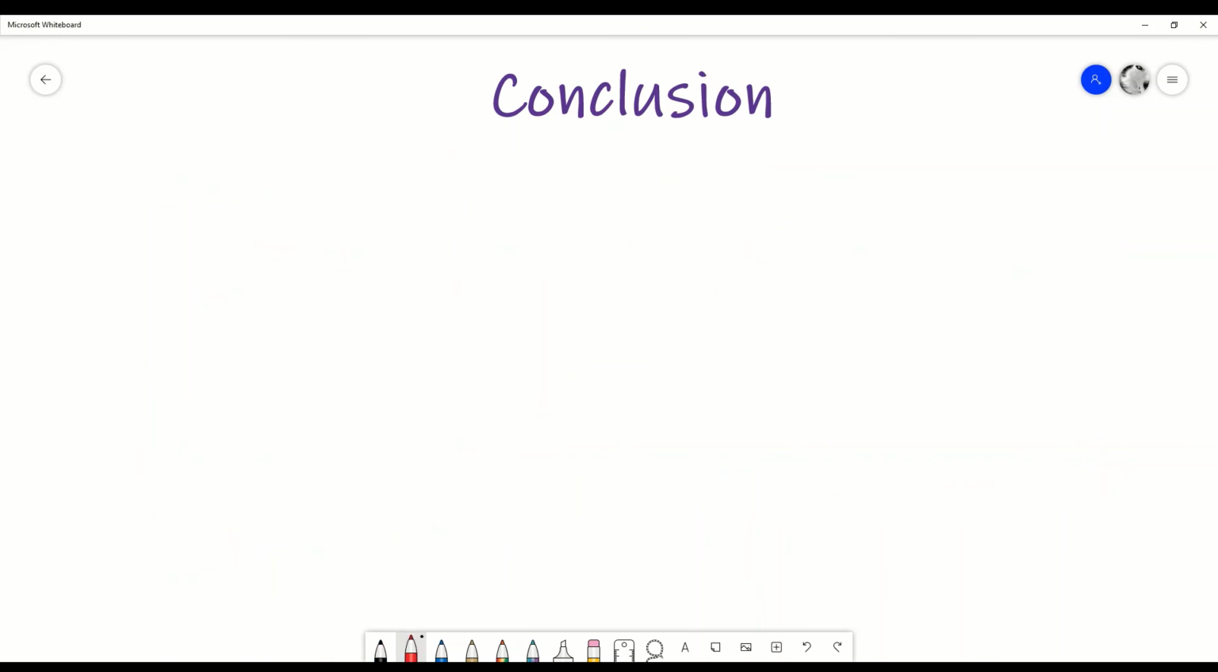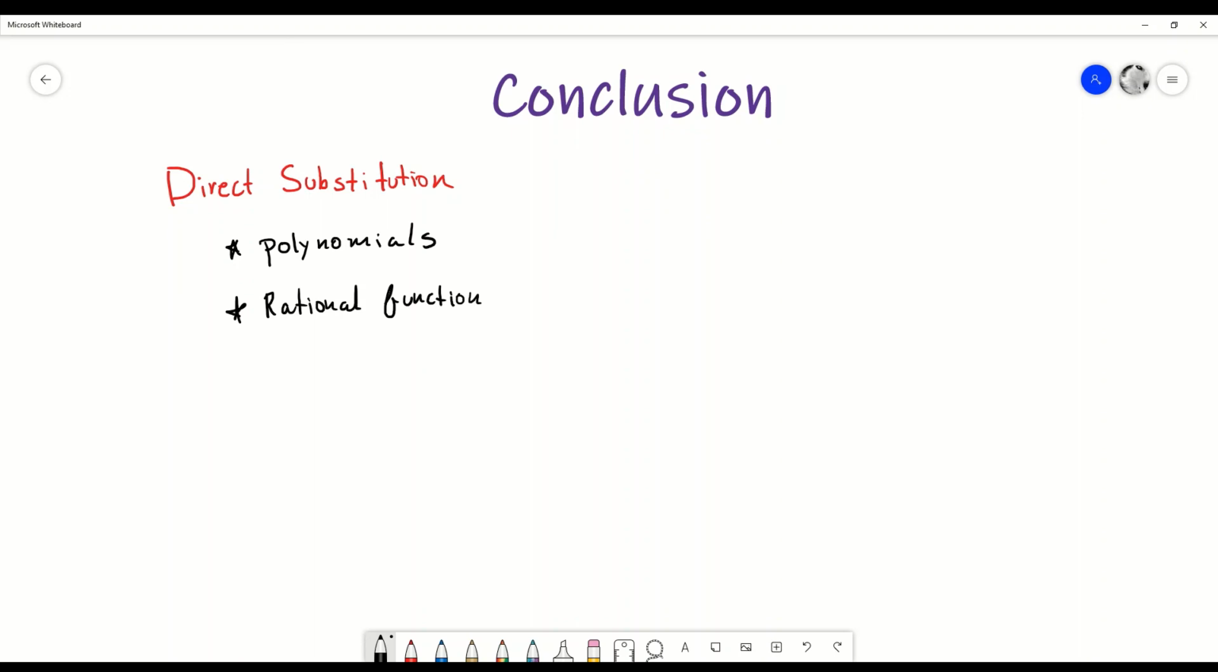To conclude, we can use direct substitution to solve limit problems so long as those functions that we're dealing with are well-behaved functions. An example of well-behaved functions would be polynomial functions, rational functions, so long as you don't have a 0 in the denominator, because a rational function is just two polynomials dividing each other.